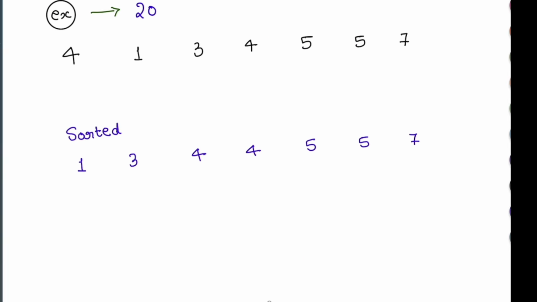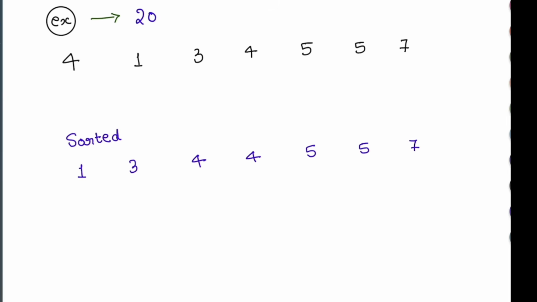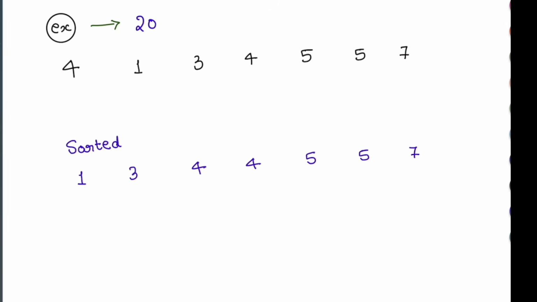Now let us try to understand solving the problem using this particular given input where the numbers are 4, 1, 3, 4, 5, 5, 7. The output here will be 20. That is, we have 20 different triplets which are valid in this particular case.